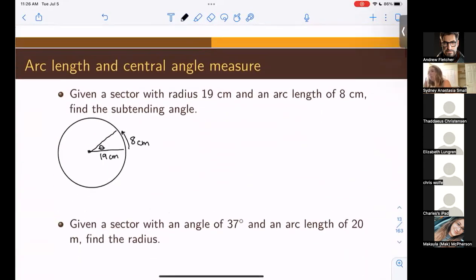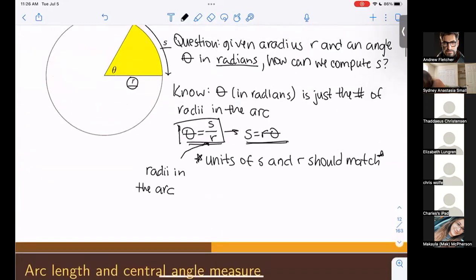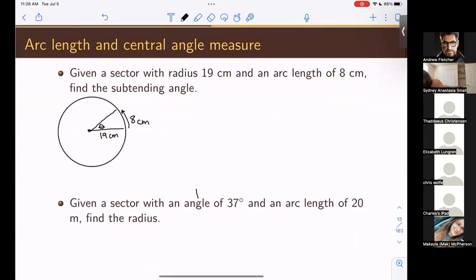Okay, so what do we know? We know that we are going to need from this page up here, somehow we need theta, S, and R. So theta equals, R equals, S equals. So what do you have? Well, we have that the radius is 19 centimeters and that the arc length is 8 centimeters. And the arc length is not theta, the arc length is S, so we know that that is 8 centimeters.